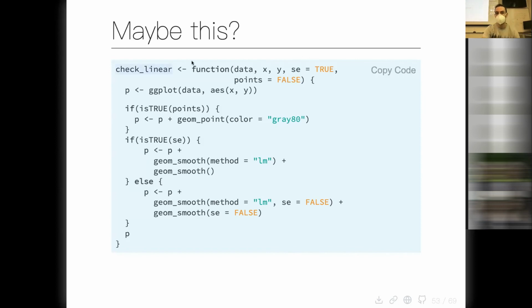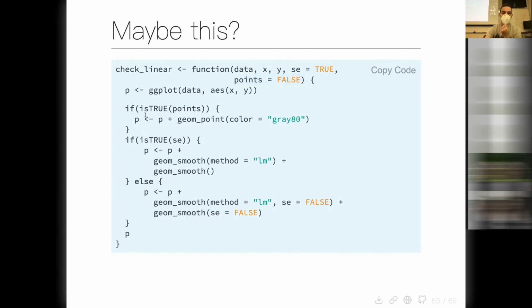I'm calling it check_linear. I have a function, it takes the data as its argument, then x and y. We say se, the standard error, equals TRUE by default, and points equals FALSE by default. Again, this is how you're going to specify default arguments. So this is not how they will always be. If you wanted to say se equals TRUE or se equals FALSE, then the standard error would not be there. But by default, if you don't supply that argument, it will be there.